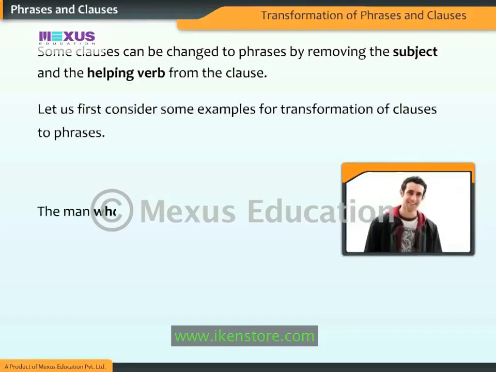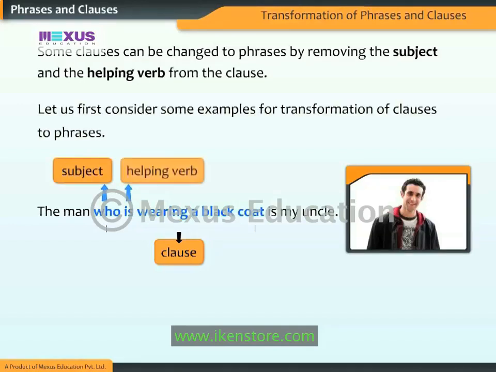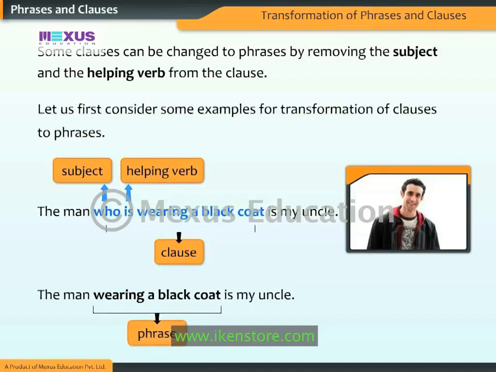The man who is wearing a black coat is my uncle. Here, who is wearing a black coat is the clause, where who is the subject and is the helping verb. When the subject and the helping verb are removed, the clause transforms into a phrase, that is, wearing a black coat.